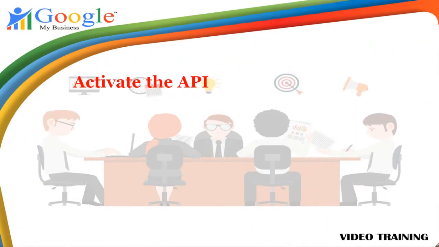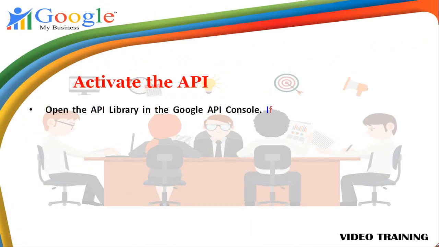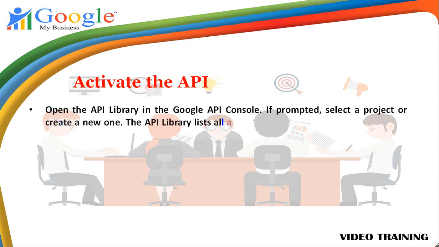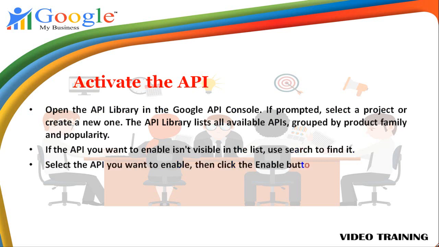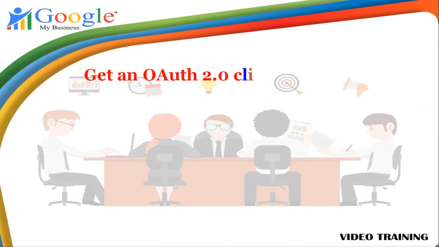Activate the API. Open the API library in the Google API Console. If prompted, select a project or create a new one. The API library lists all available APIs grouped by product family and popularity. If the API you want to enable isn't visible in the list, use search to find it. Select the API you want to enable, then click the Enable button. If prompted, enable billing.